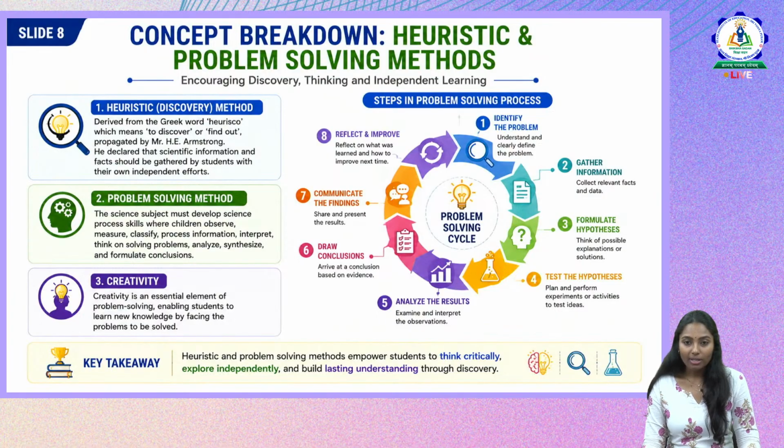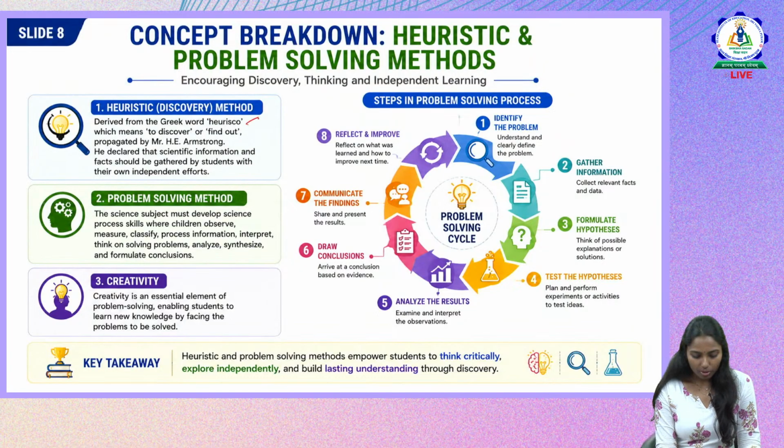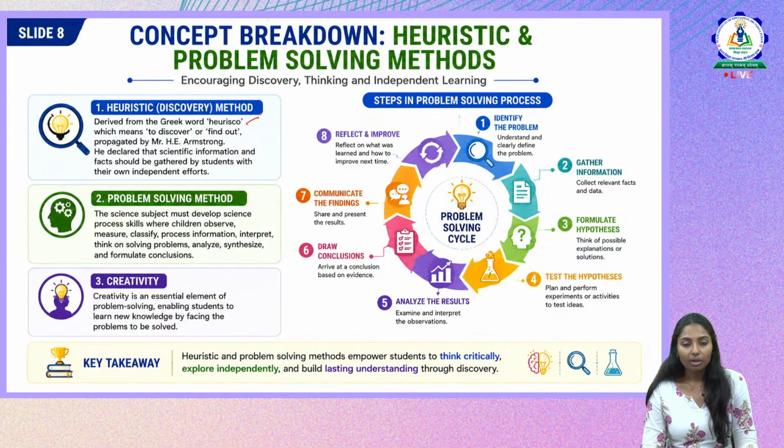So next we have to understand other strategies for effective classroom teaching and learning, which we have been talking about recently also: heuristic and problem solving methods. In heuristic, as we talked about, it's a self-discovery method. Heuristic comes from the Greek word heurisko, and the meaning is to discover, to find out. The theory was propagated by H.E. Armstrong. He said that scientific information and facts should be gathered by students through their own discovery, by their own independent thinking.